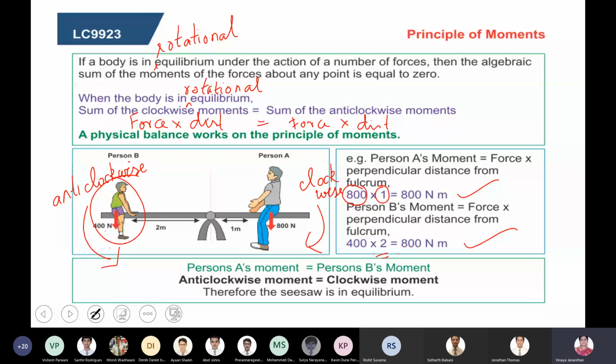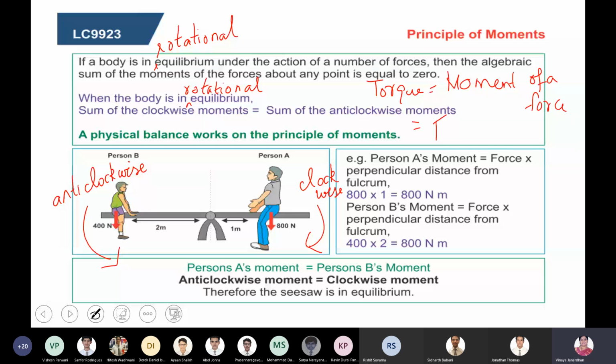Because if you don't understand this, you cannot solve the numerical which is going to come next. So what is moment of a force? You should know. Torque, in other words, we call this the moment of a force. So what is moment of a force? That is force into the perpendicular distance between the force and the axis of rotation. So in a seesaw motion, one end will have a clockwise moment, the other one will have an anti-clockwise moment.